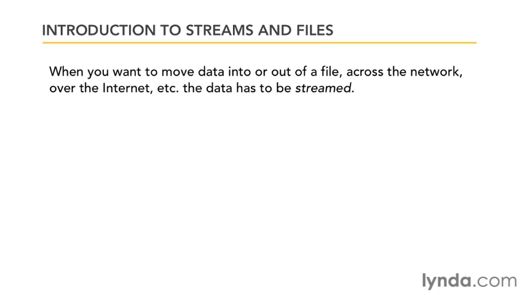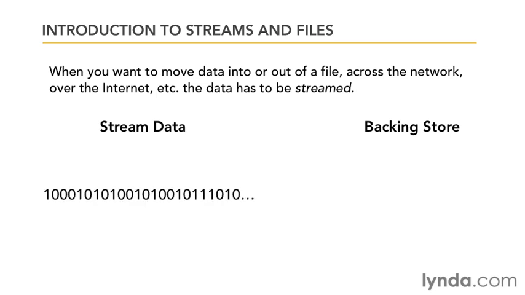When you want to move data into or out of a file, or across the network, or over the internet, or some block of memory or some other location, the data has to be what's called streamed. You can think of a stream as an analog to its real-world counterpart. Think of water moving between two bodies of water in the form of a stream or a river or whatever. In this case, however, the stream data is a bunch of ones and zeros that represent the information of a file, and the body of water is called the backing store.